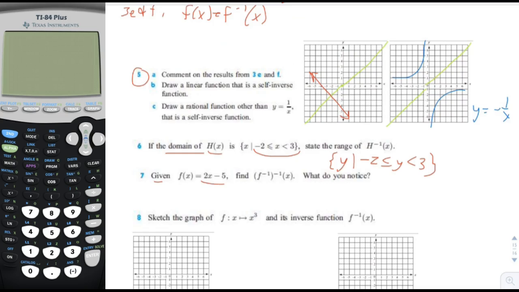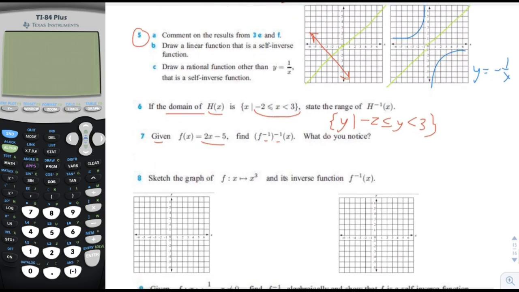7. Given that f of x is this function, find the inverse function. Now, I already know what's going to happen, but in case you don't know the surprise, I'm going to go ahead and work through it. So you do variable interchange, and you get x equals 2y minus 5. 2y is equal to x plus 5. y is equal to 1/2 x plus 5. Okay? So this is the inverse function here.